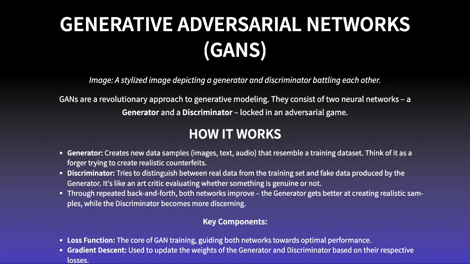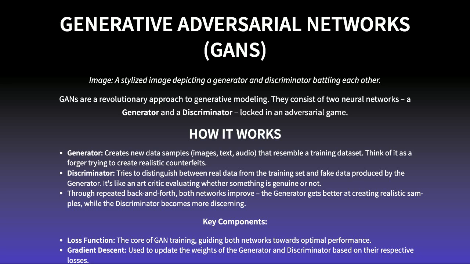Okay, let's talk about GANs. They are a really fascinating concept in AI. They work like a clever competition between two neural networks. You have a generator, which is basically trying to create something new that looks like it belongs to an existing dataset, almost like a forger making counterfeit money. Then you have a discriminator, which is the detective. Its job is to figure out whether what the generator creates is real or fake.